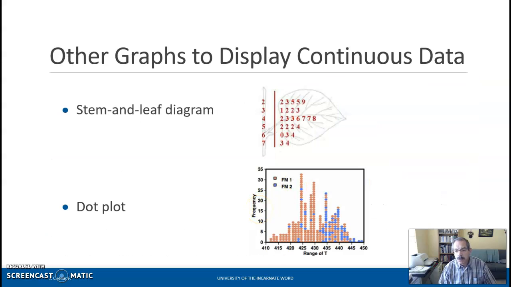So there are two other tools where the actual data is shown, and they try to mimic the histogram. The first one is the stem and leaf diagram. It's not used very often, but most statistical software packages offer this option. The dot plot is a more frequently used type of graph where you can see the values in the data, not exactly, but close. Whereas in the stem and leaf, you can see the exact values that were recorded.